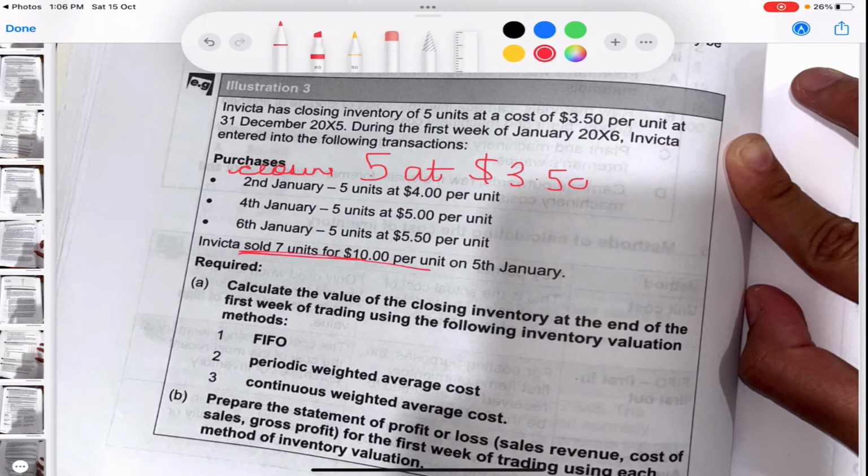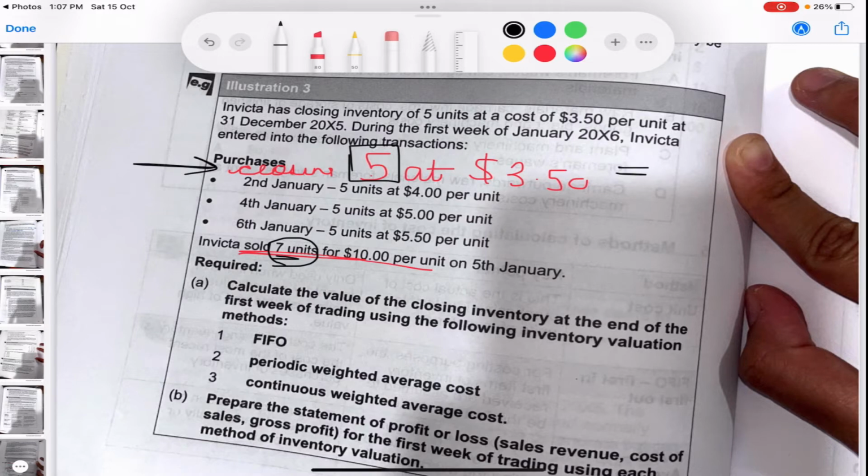Invicta sold 7 units for 10 per unit on 5th January. On 5th January, Invicta sold. Okay, so now let's see what she actually did. So Invicta sold 7 units. So let's go to the oldest purchase using the FIFO method. Let us see what stock was with us for the longest period of time. So we go to the closing. She wants to sell 7 units, but we have only 5 here. So we subtract the 5.